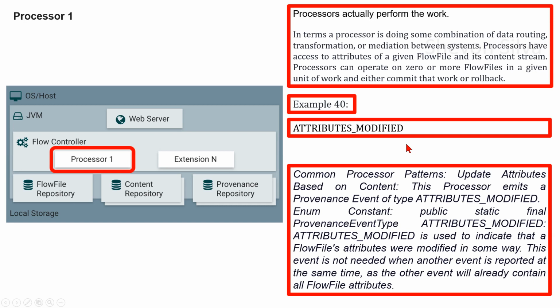The failure relationship would then be used if the incoming flow file was not valid XML in this example. The success relationship would be used regardless of whether or not matches were found. This can be used to route the flow file when appropriate. This processor emits a provenance event type ATTRIBUTES_MODIFIED.